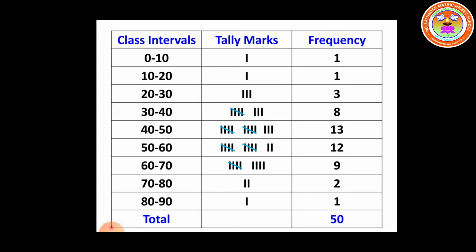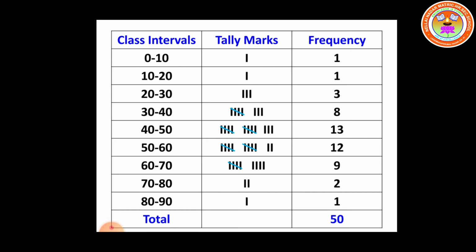For the class interval 0 to 10, you have to count the given marks between 0 and 10. We had only 1, so the frequency will be 1. For the class interval 10 to 20 also, we have only 1 mark, so the frequency will be 1. For 20 to 30, we had 3 marks, so the frequency will be 3. For 30 to 40, we had 8 marks, so the frequency will be 8.